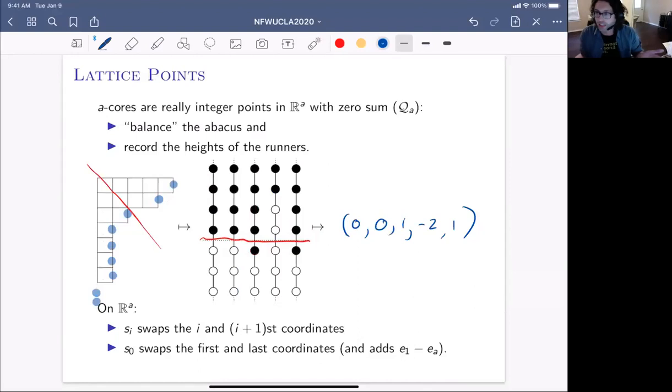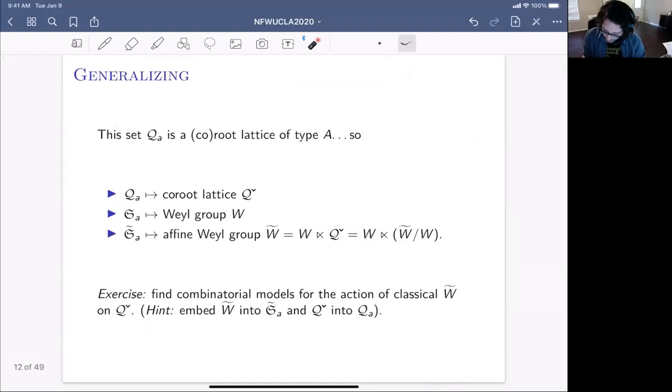And in terms of the runners, you can interpret the actions of these s_i, these weird things that I was claiming had something to do with the symmetric group, or maybe the affine symmetric group. These swap coordinates in some way. Okay, so we get these lattice points. Those are the same thing as cores. That's the point here. And so, of course, you should ask about generalizing, or maybe you shouldn't, but that's what we did.